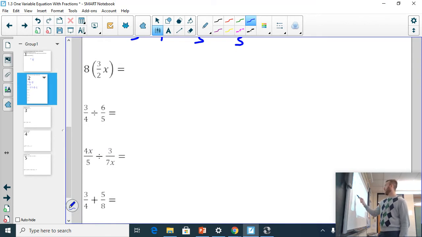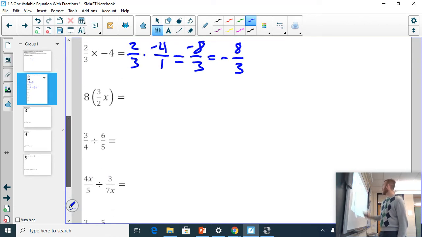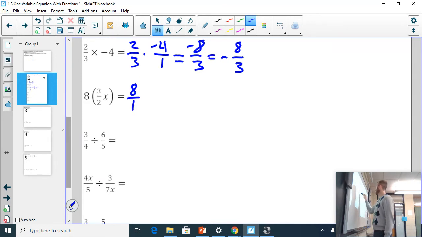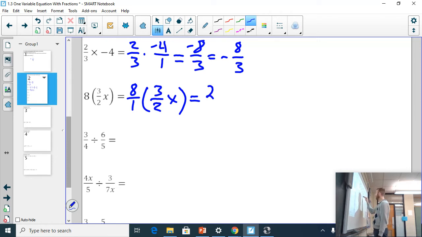Next, 8 times 3/2 x. Again, that's the same thing as 8/1 times 3/2 x, and it doesn't matter if that x is on top or out front. We just multiply across. 8 times 3, 8, 16, 24, all over 1 times 2 is 2x, and then 24 divided by 2 is going to be 12, and then that x is still just out front.